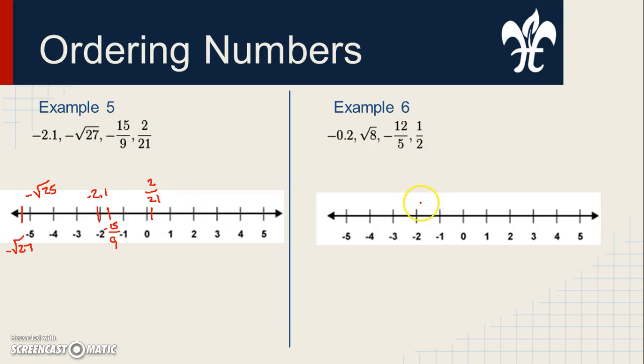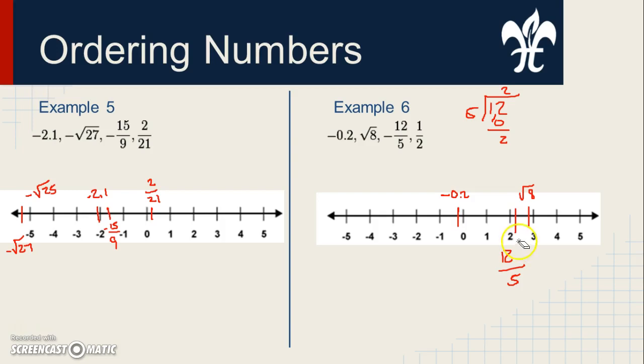Example 6. Negative 0.2, just smaller than 0. Radical 8 is almost radical 9, so it's almost 3. Square root of 8 is almost square root of 9. 5 goes into 12 2 times, and there's a little bit left. So that would be 2 2/5 when we divide this. 2 with a remainder of 2, so 2 2/5. That's going to be just right about here. So 2 2/5, or in other words, 12/5.